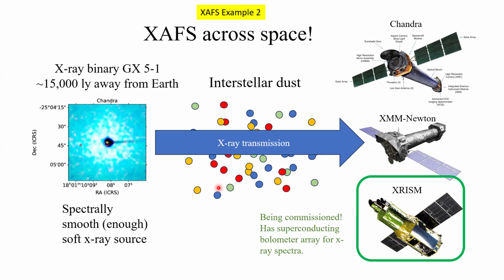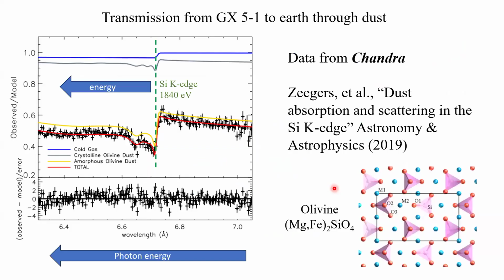And so this is a transmission mode measurement. I have an X-ray source that's 15,000 light years away from Earth. It's relatively spectrally flat below about 3 kilovolts. And you're going to transmit through dust, and then you have a detector, which is one of these satellites. And this one is past commissioning now and is going to be amazing when they turn to this question of interstellar dust. But this earlier work from the Chandra X-ray telescope is already pretty neat. So photon energy is moving to the left.